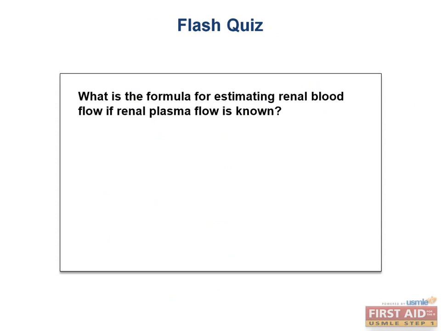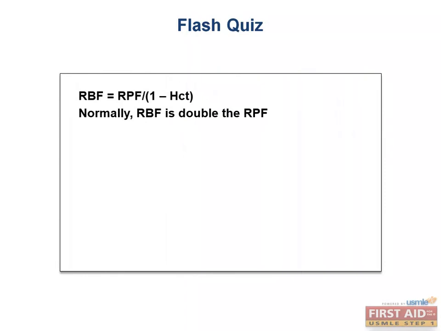Alright, flash quiz. What is the formula for estimating renal blood flow if renal plasma flow is known? Alright, that's an easy one. RBF equals RPF divided by 1 minus the hematocrit. And normally, RBF is double the RPF. So that's a good thing to keep in mind.